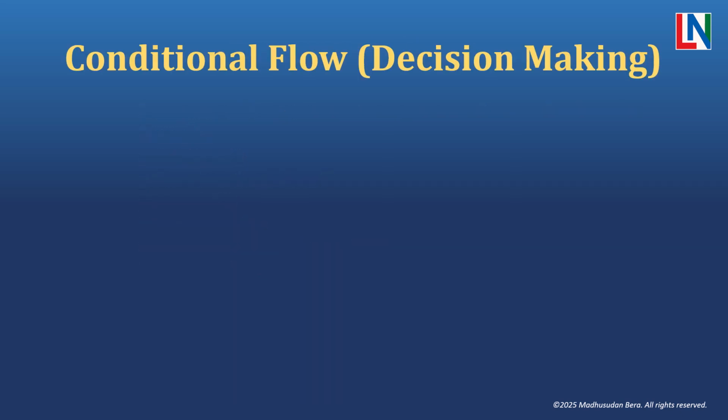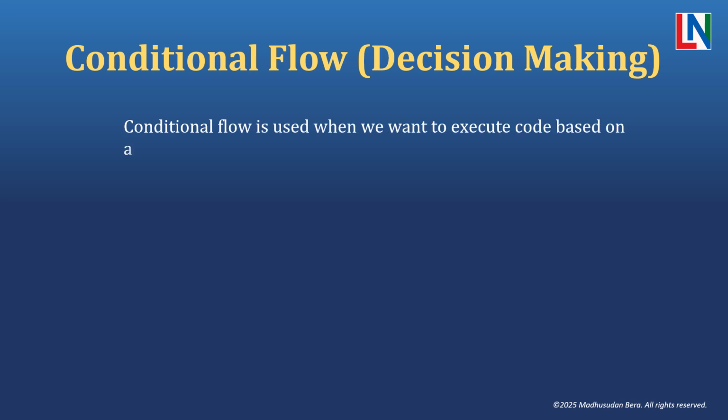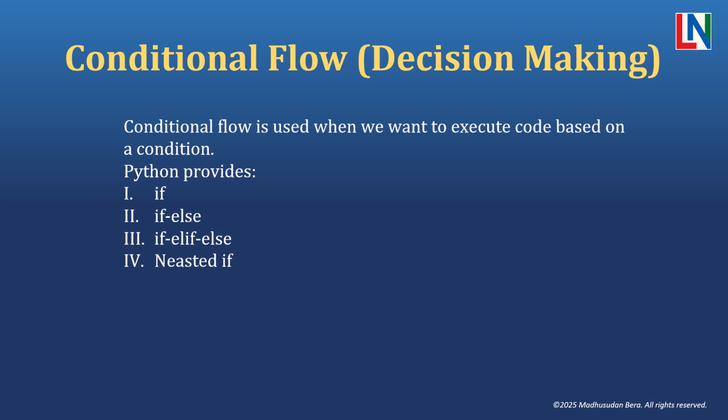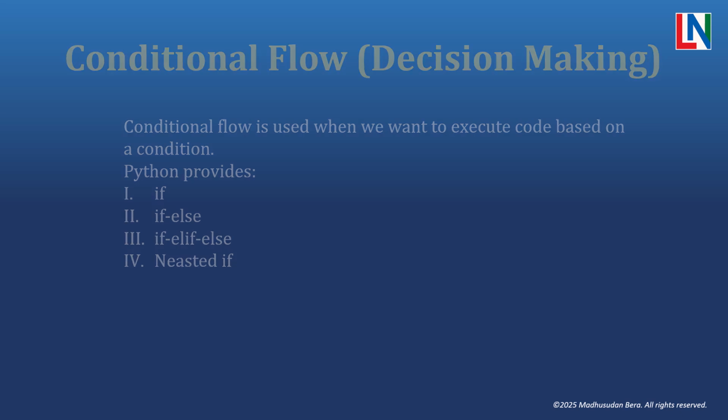Conditional flow or decision making statement. Conditional flow is used when we want to execute code based on a condition. Python provides 4 types of conditional flow. Number 1, if statement or simple if. Number 2, if else statement. Number 3, if elif else statement. Number 4, nested if statement.